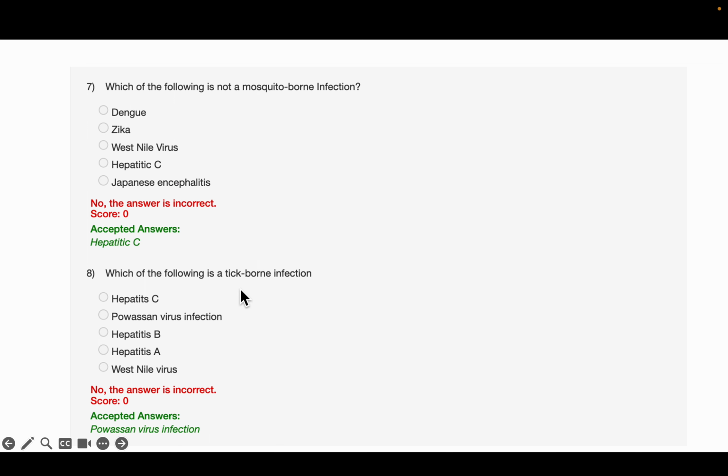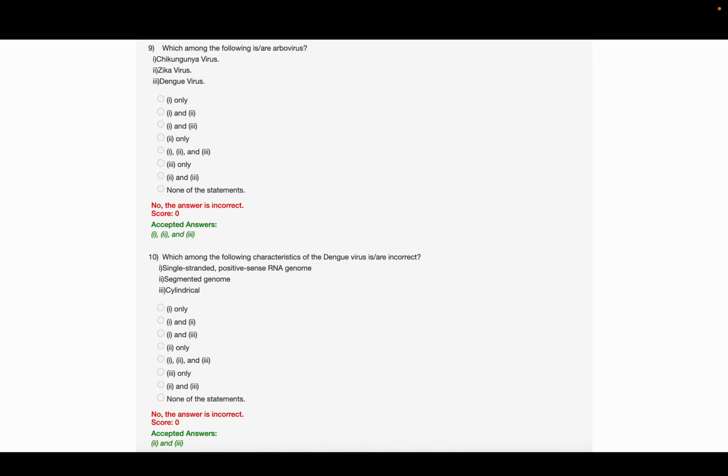Which of the following is a tick-borne infection? Hepatitis C, porcine virus infection, hepatitis B, hepatitis A, West Nile infection. So the answer is porcine virus infection. Which among the following is an arbovirus? Chikungunya virus, Zika virus, dengue virus. So all 3 of them are arboviruses.